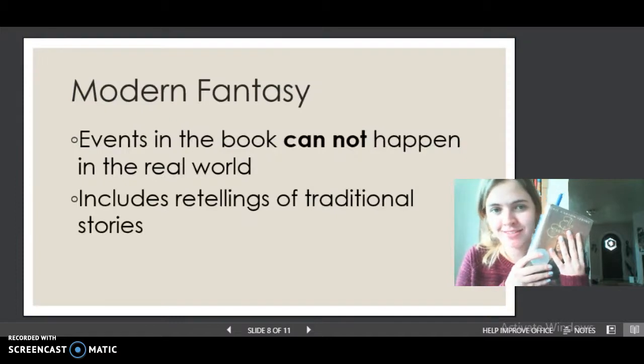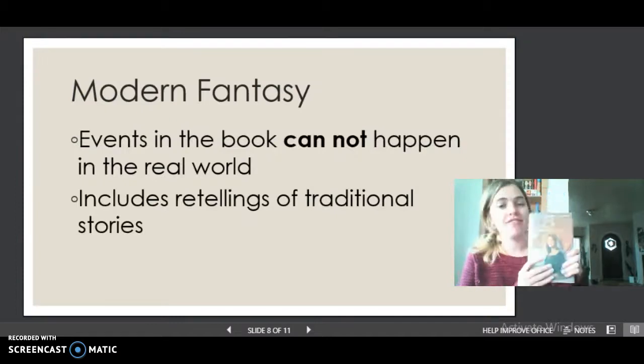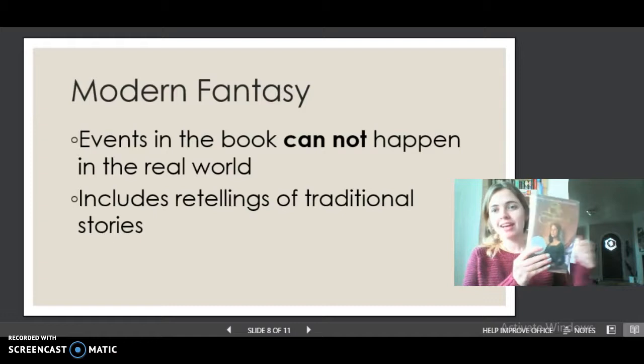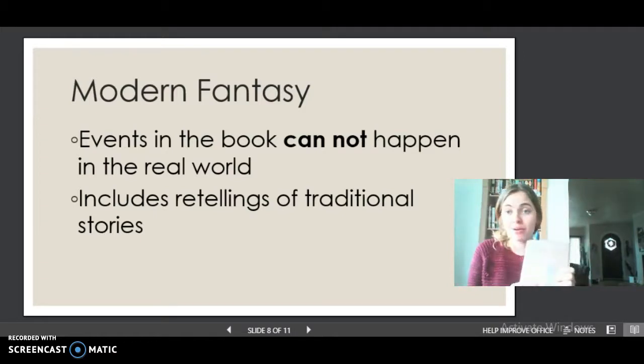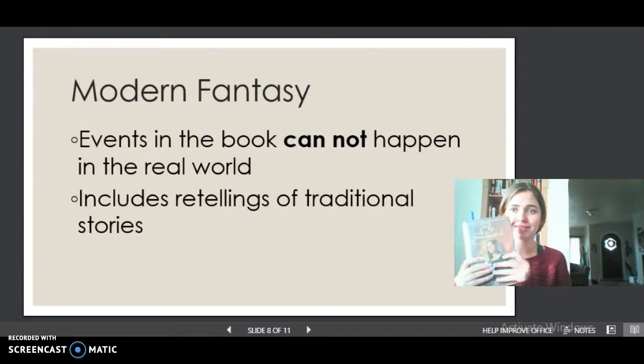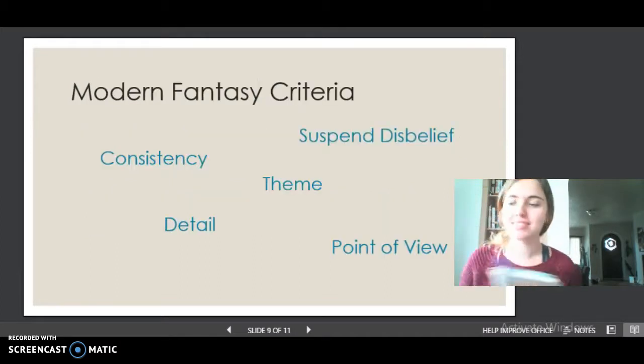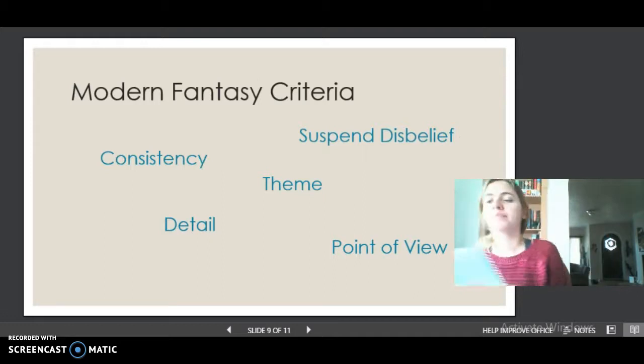What is modern fantasy? Well, I'll tell you. Events that happen in this book could not happen in our everyday life, such as meeting ogres or being cursed by a crazy fairy. This genre also includes retellings of traditional stories, which is great because that's what this is. All right, let's break it down.